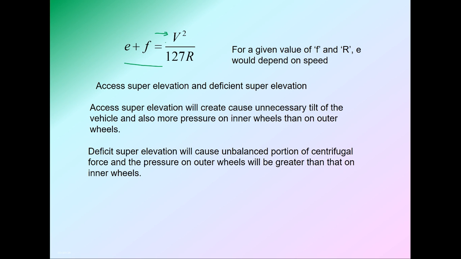Now if you design a horizontal curve, we take V as the design speed. But if the actual speed of the vehicle is more than the design speed, then the superelevation which is provided remains deficient because the requirement is more. Similarly, when the actual speed of the vehicle is lower than the design speed, then superelevation will be in excess. Excess superelevation will create unnecessary tilt of the vehicle, and it will also create more pressure on inner wheels than on outer wheels. Similarly, deficit superelevation will cause an unbalanced portion of centrifugal force, and pressure on outer wheels will be greater than that on the inner wheel, and that will cause very fast deterioration of the outer edge of the pavement.